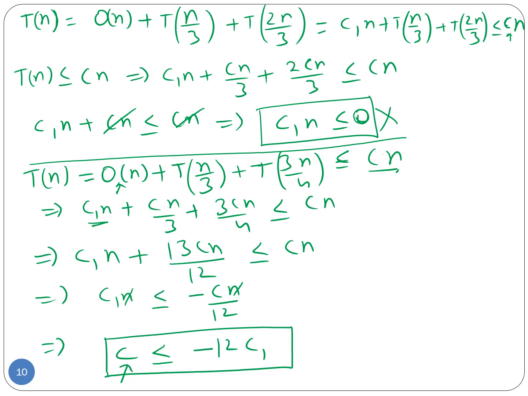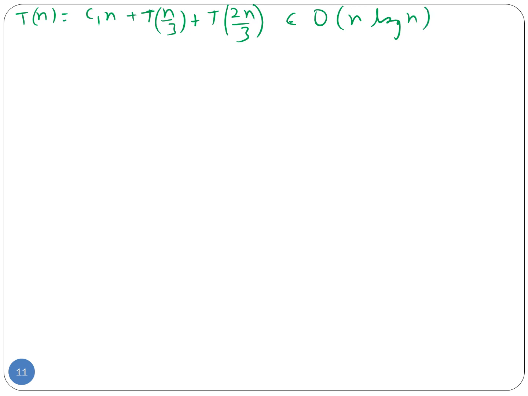In fact, it is possible to show that the original recurrence that we came up with, T of n equal to c1n plus T of n by 3 plus T of 2n by 3, is actually O of n log n. This belongs to O of n log n. We can actually prove this using the substitution method, right? So let's try to do that here quickly.